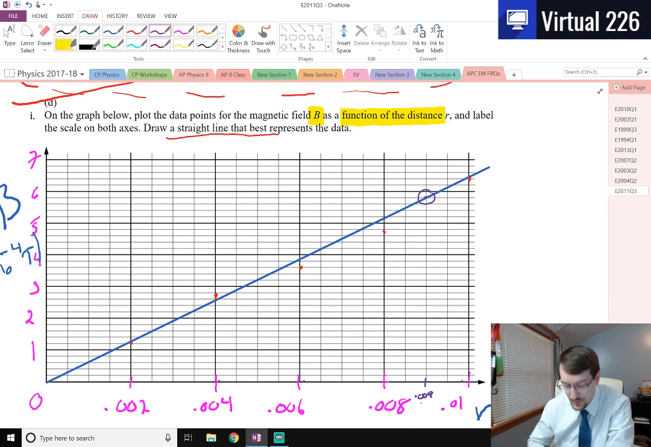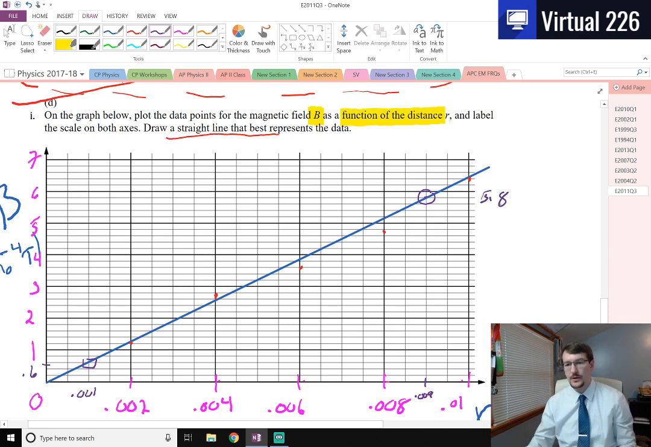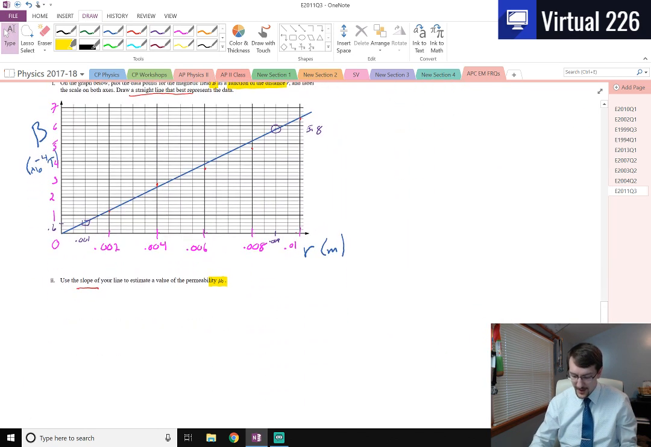I want to try to pick a point pretty far away to get a nice smooth set. I actually have a pretty good point right about here, down at 0.001, because that point is sitting at 0.6. And this up here is sitting at 5.8. Okay, so those are the points that I have from my graph. You'll have different points. All that matters at this point is giving those values.